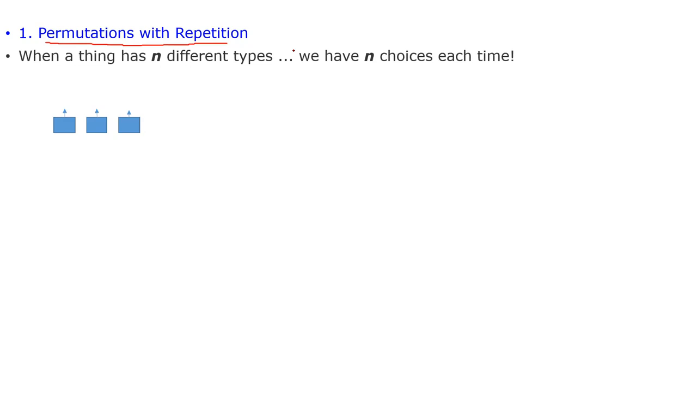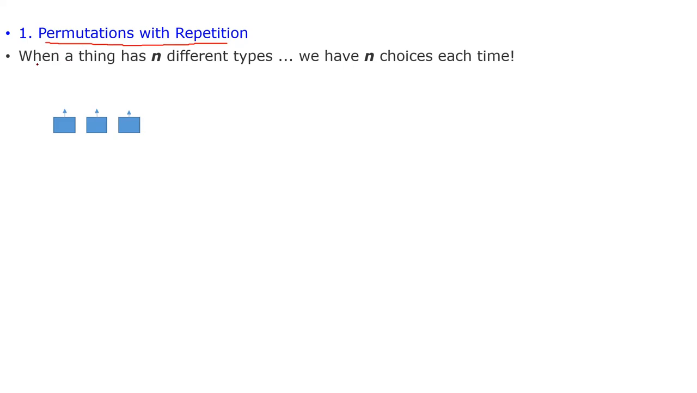We have permutations with repetition. What's meant by permutations with repetition, George? يعني فيك تستعمل خمسة مثلا، خمسة خمسة خمسة هيك.